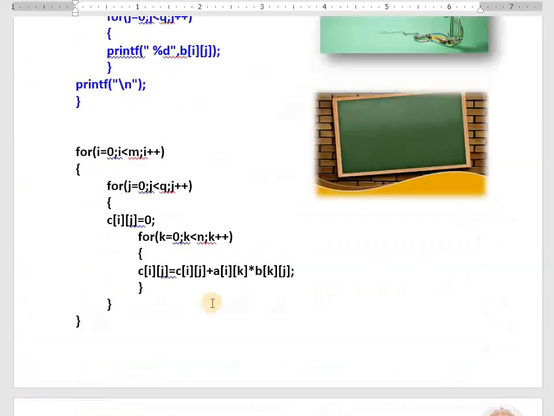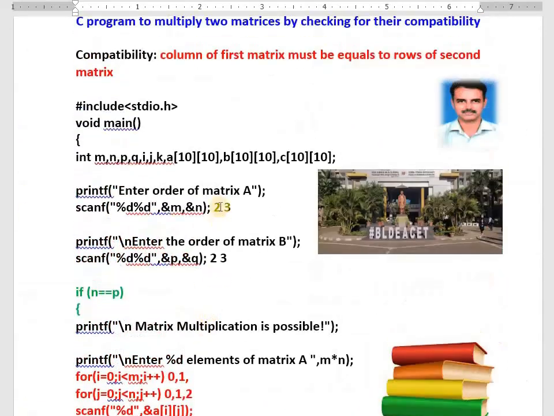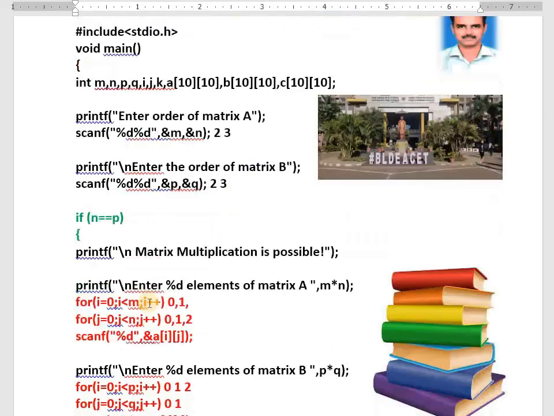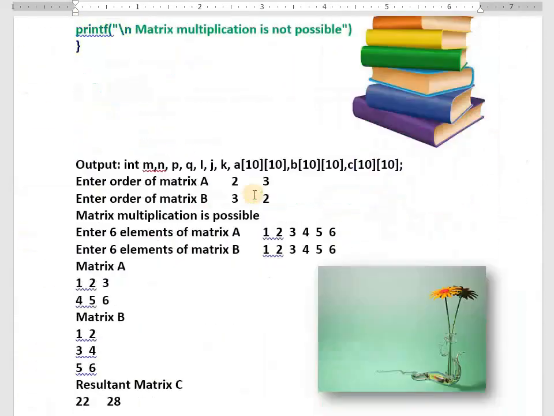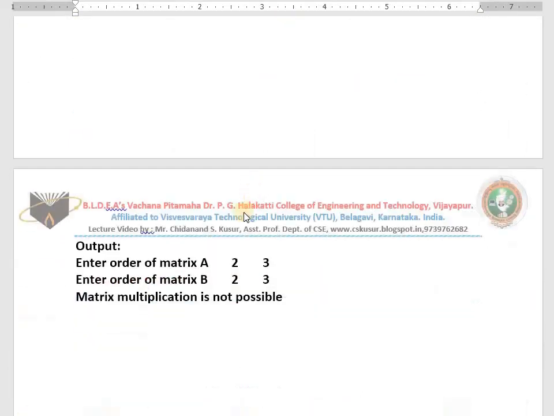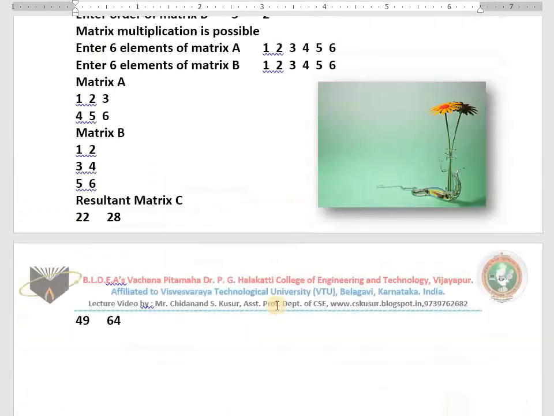Now as per the given inputs, 2 by 3 and 2 by 3, n is not equals to P. Whether n is equals to P? No. No means else part works. What is there in the else part? Matrix multiplication is not possible. This is the second output I explained to you. 2 by 3, 2 by 3. Matrix multiplication is not possible. Program is completed. Now I explain you this code.